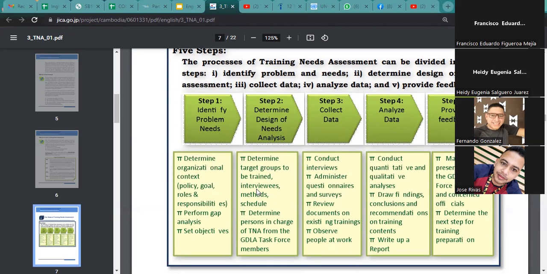So for example, in the first one, we determine organizational context, policy, goals, roles, responsibilities, perform gap analysis, and set the objectives. So that is very important, definitely. Then on the second one, we determine target groups to be trained, interviewees, methods, schedule. So that is also very important. Determine persons in charge of TNA from the GDLA task force members.